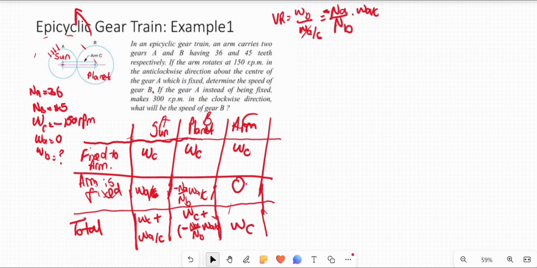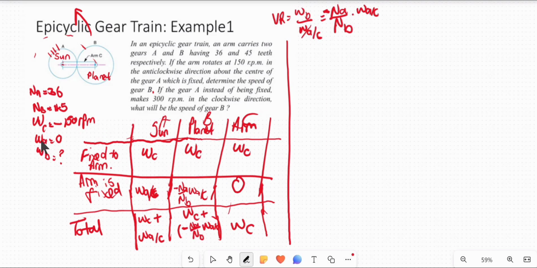Can you see why this makes sense? What is the speed of the arm, ladies and gentlemen? The arm is part C. So the speed of the arm is omega C. At the end of the day, the speed of the arm should be omega C. I love the arm. Now that we are done, what now? What do they want? They want us to determine the speed of gear B. So we want omega B.